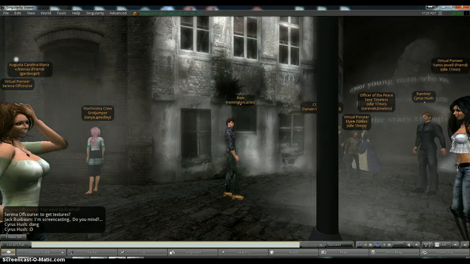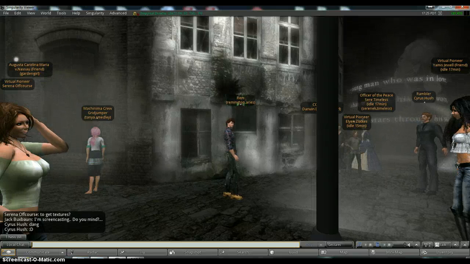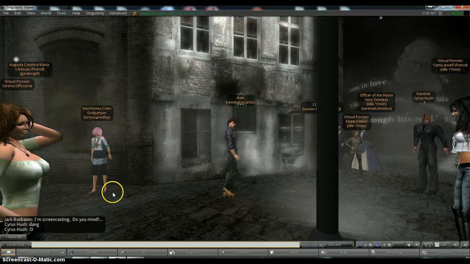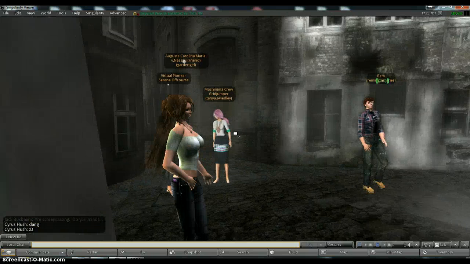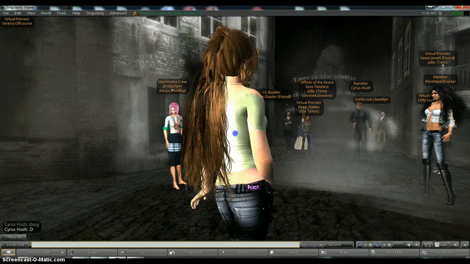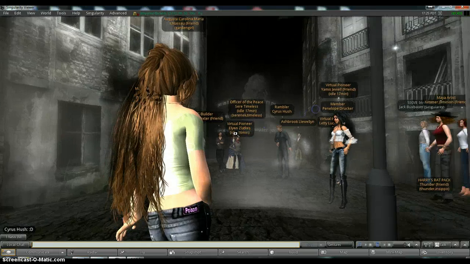This build proved to be extremely popular with Flickr fans, especially the fashion crowd in Second Life. They like to come here and put their dresses on and take photographs.